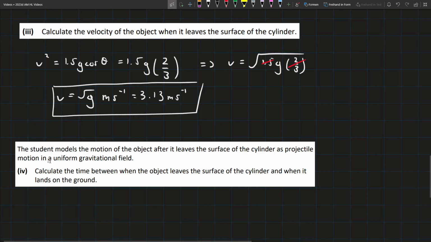In part 4, basically the student is going to model the motion of the object as projectile motion in a uniform gravitational field. This just means there's uniform acceleration, so there's no drag, no friction. Well, there won't be any friction, it's in the air, and gravity is obviously acting on it. Calculate the time between when the object leaves and when it hits the ground.